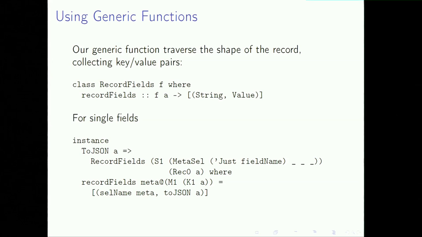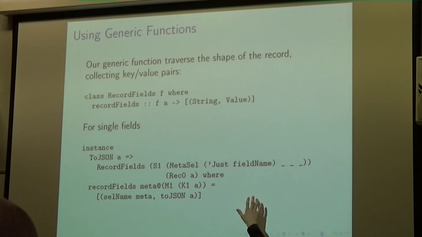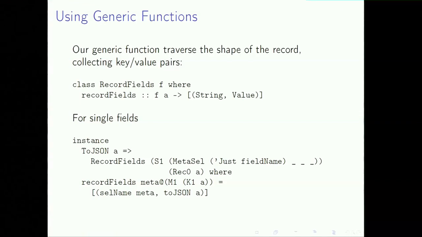So the simplest is if we start at the base case here, which is for single fields. The instance head of this type class instance for record fields matches on S1 nodes, where we have some metadata containing the field name. And we also have one of these Rec0 a nodes, where we also have the assumption that it can be turned into JSON. So that's going to represent a single field in our record data type. And to collect the record fields from our single field, we just build a singleton list and pair up the name of the selector for that field along with the JSON encoding of the value inside that field.